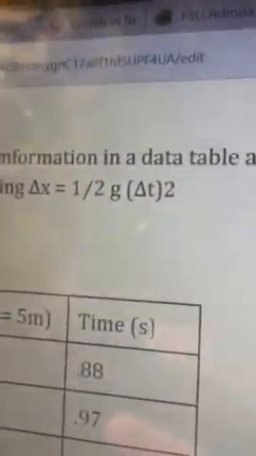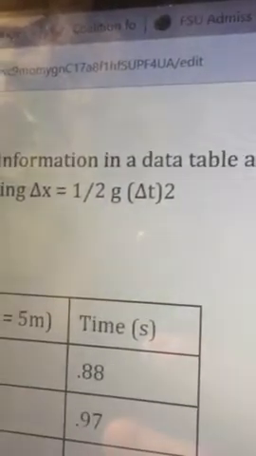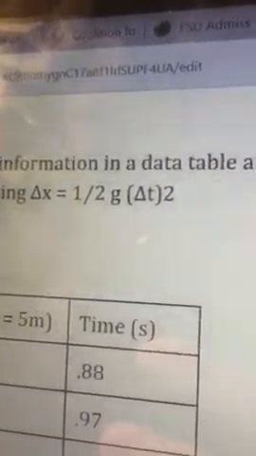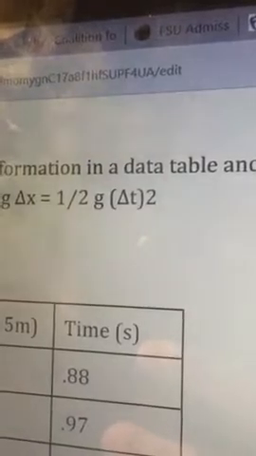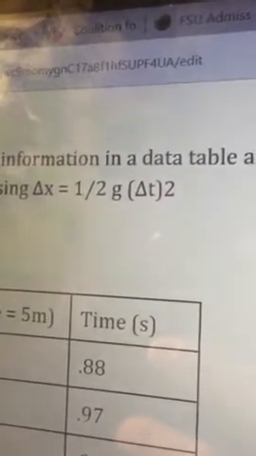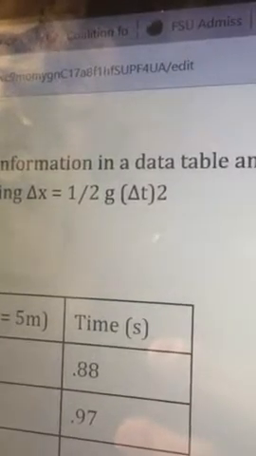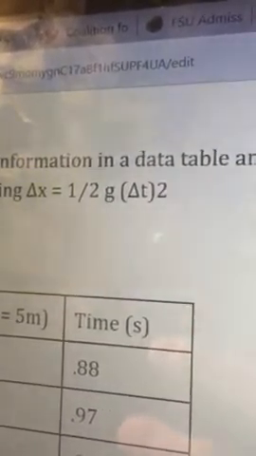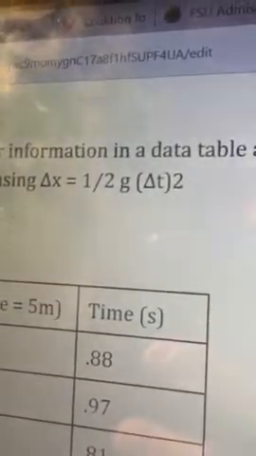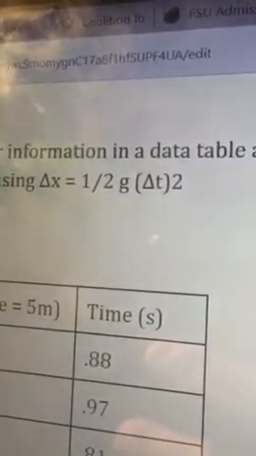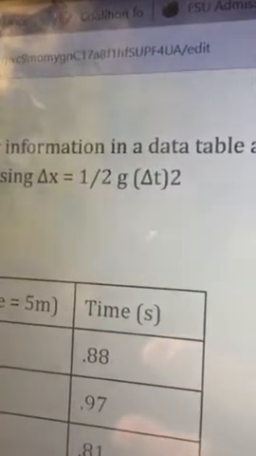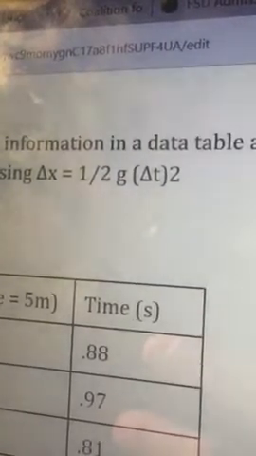Normally our original equation would include initial velocity and a few other variables, and we aren't using initial velocity because the ball starts from rest, so that would be 0. Therefore we only need this part of the equation, which is half times g times delta t squared, where g represents acceleration. So what we did here, I'll actually move to my notebook.